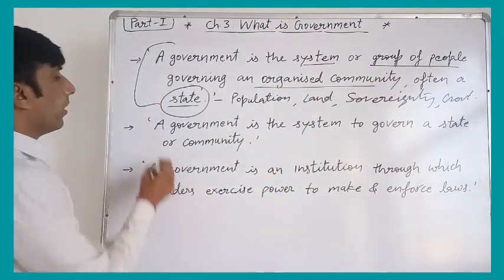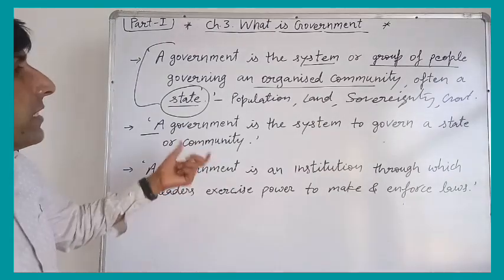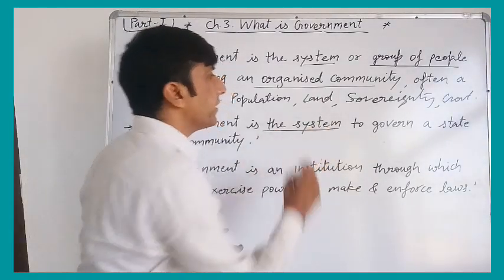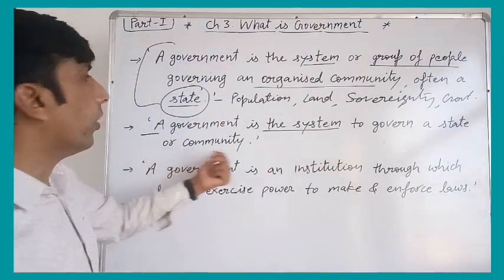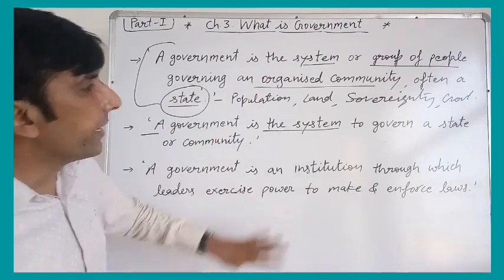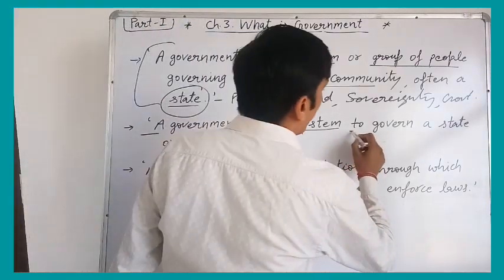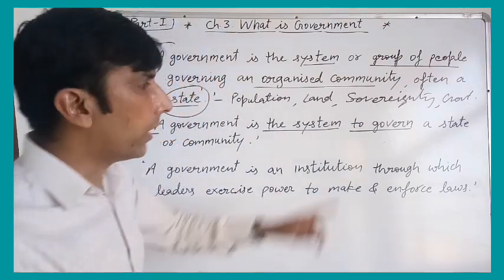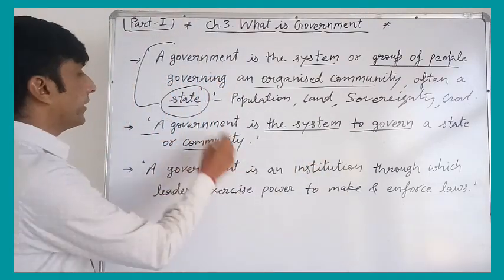Another definition. What is a government? A government is the system. Again, this is the feature. It is a system to govern a state or community. So same thing is here, that government is always to govern a state or community.